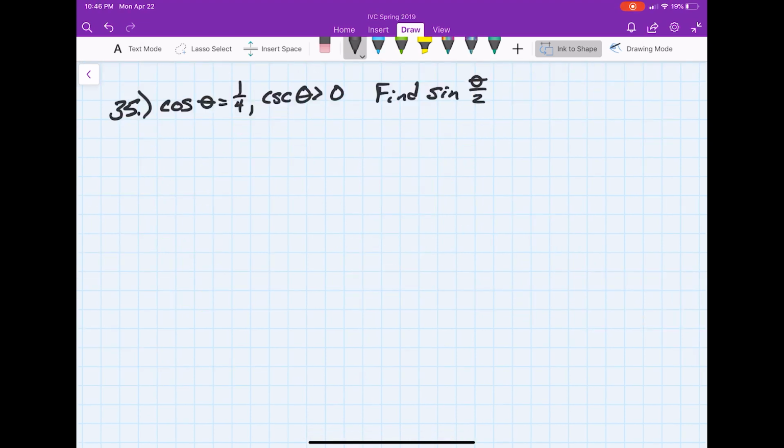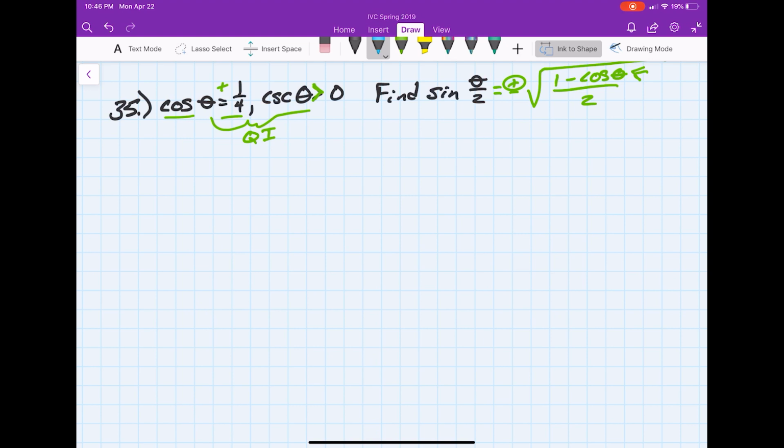On to the last one, number 35. We're in the home stretch here, fellas and ladies. Again, we're going to use the half angle identity for sine, which was the square root of 1 minus cosine theta over 2. If we look over here, we have cosine, which is a positive 1/4. Well, that could be in quadrant 1 or 4, but since this says cosecant is greater than 0, this is telling me that we are in quadrant 1. So we're only going to use the positive portion of this function.